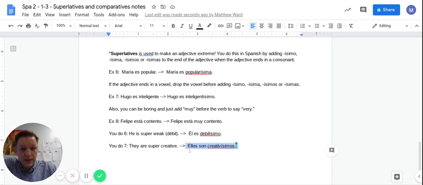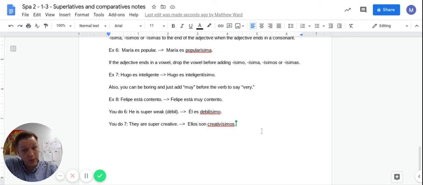So did you get the endings right? Ellos is they. Creativísimos ends in os. Él is he, ends in o, for masculine singular. Debilísimo ends in o. All right. I hope that helps you. That's your notes on superlatives and comparatives and expressions of inequality or of equality.